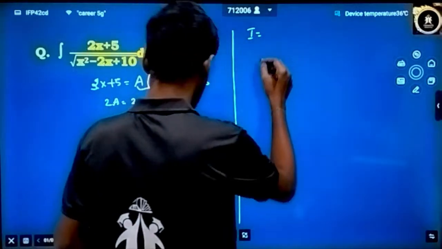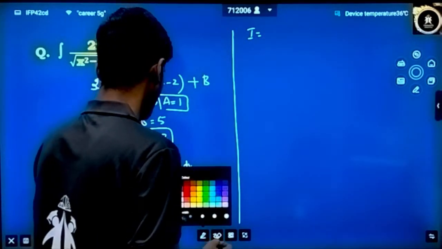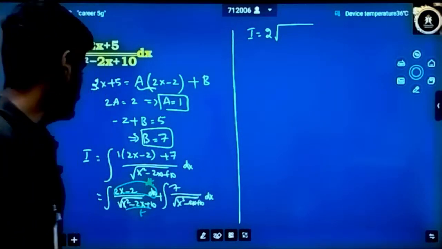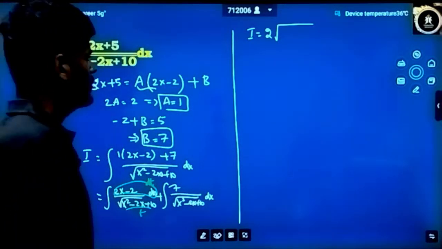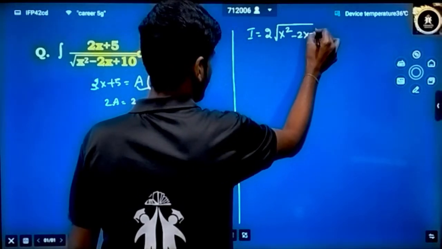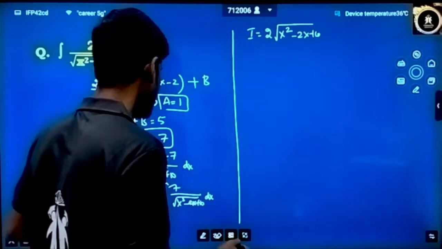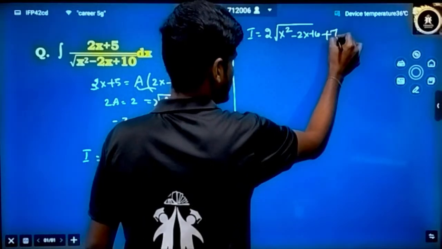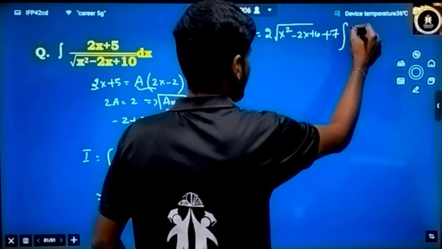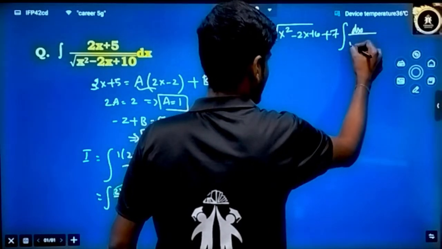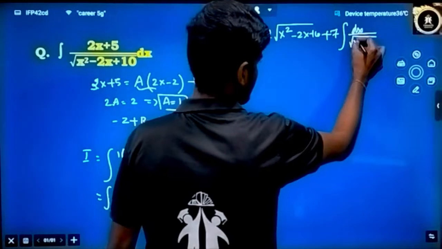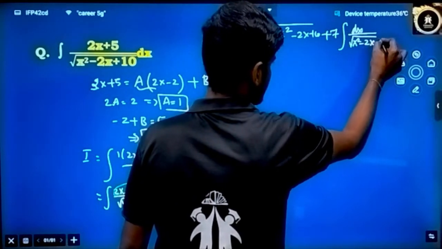And for the first integral we will get 2 root of this term, whatever is inside, that will be x square minus 2x plus 10, plus 7 times the integral of the second term, which will be dx by square root of the quadratic, that is x square minus 2x plus 10.